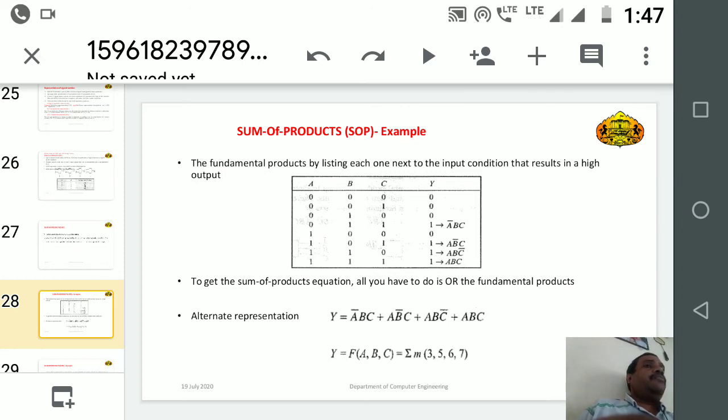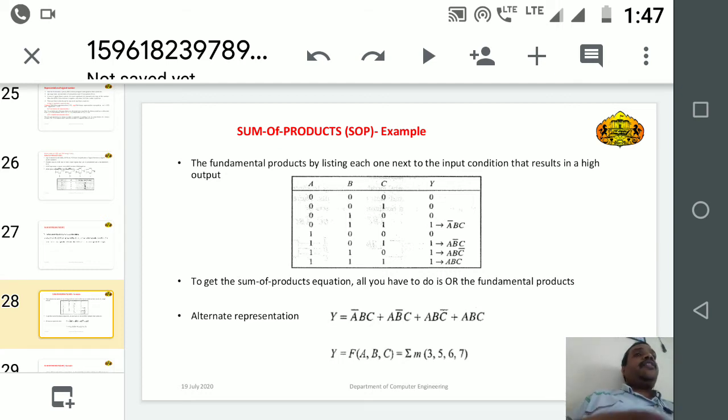Second, this is the 5, means when input 5 is present, the output is present. If A is 1, B is 0 and C is again 1, at this condition your output is 1. So how to represent this output 1? A, B bar, C. Only B is taken as a complement. And again 6 and 7. In this table, output is present only for the conditions 3, 5, 6 and 7. For these inputs, you will get the outputs.